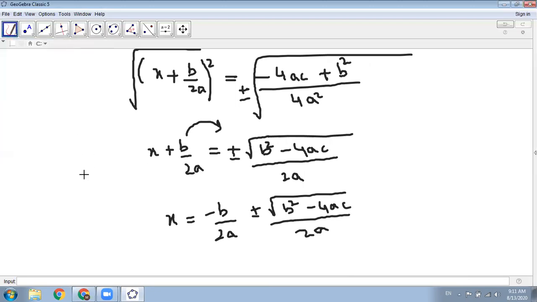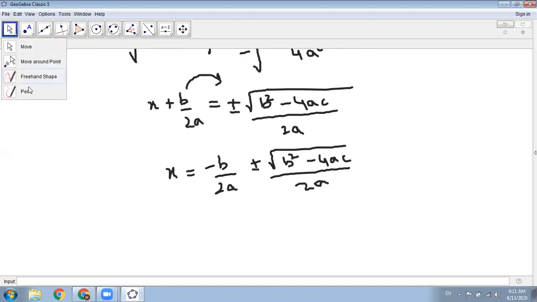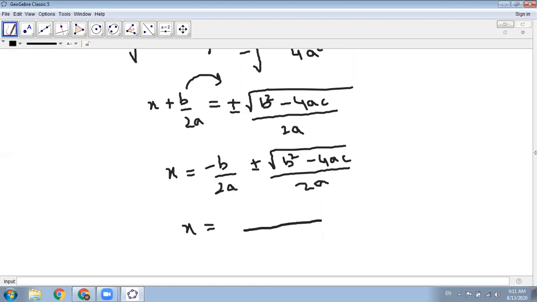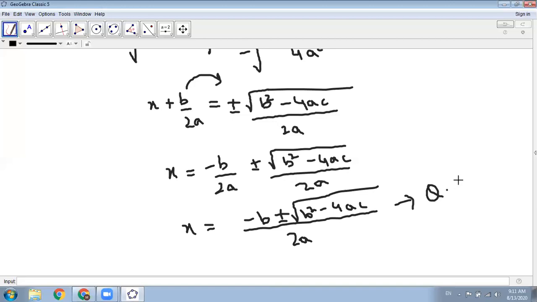Now we take the LCM of these two terms. So it becomes x equals to, both are like terms because the denominators are alike. So we can write these two terms as minus b plus minus under root b square minus 4ac, upon 2a. So that is the quadratic formula, and that is the derivation of the quadratic formula.